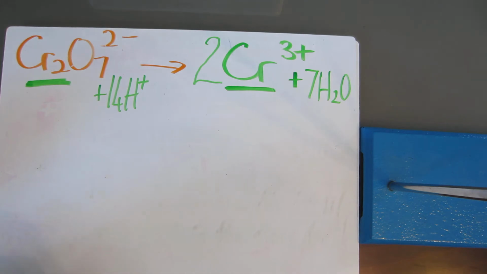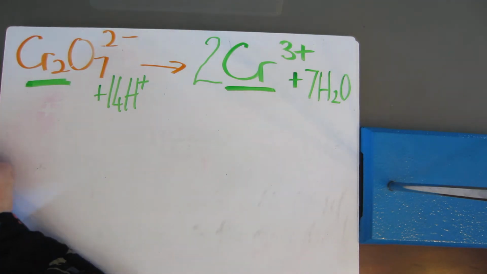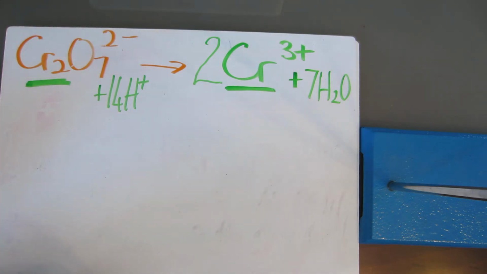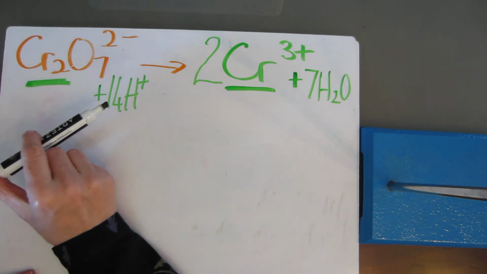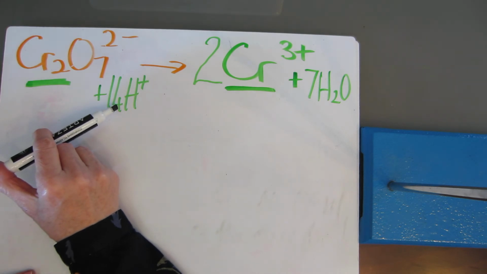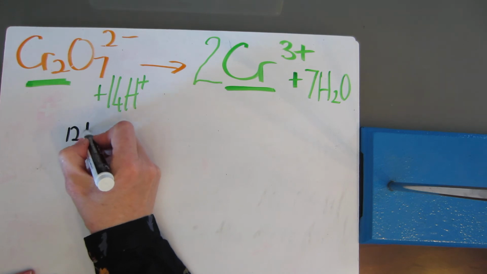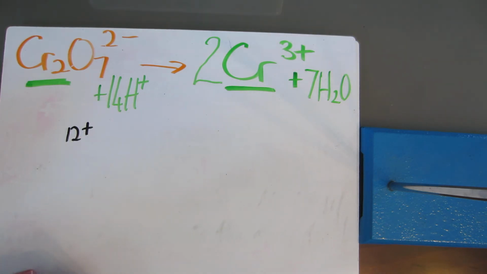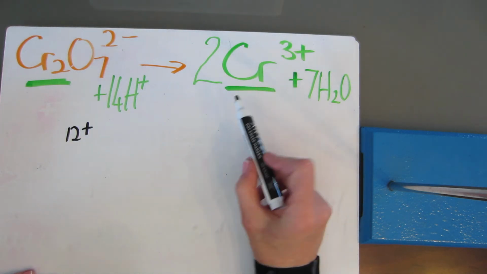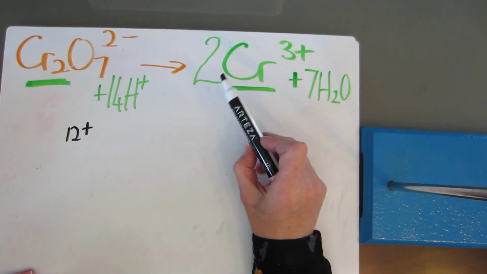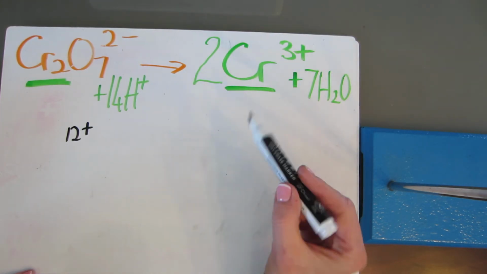So now we need to add electrons to one of the sides because we have a redox half equation. So think of your maths, 14 positives, 2 negatives, what does that give me? 12+ on that side. Now, what is the charge on this side of the equation? 2 times 3, 6+.